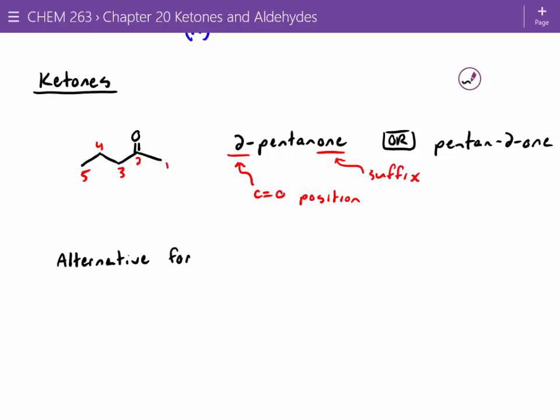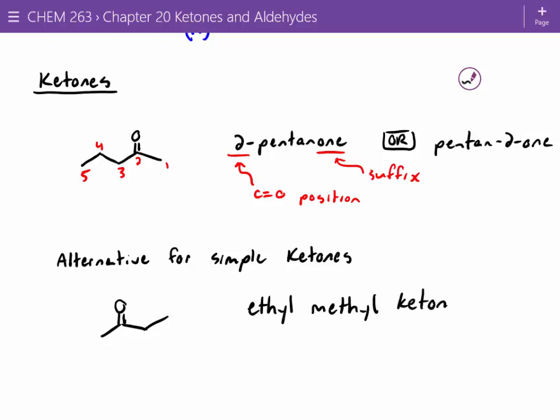Another confusing thing with ketones is there's an alternative for simple ketones. But it's not really preferred. And so in this case, you could call it ethyl methyl ketone, there should be a space. But obviously, the system starts to break down if you run into more and more complicated ketones.